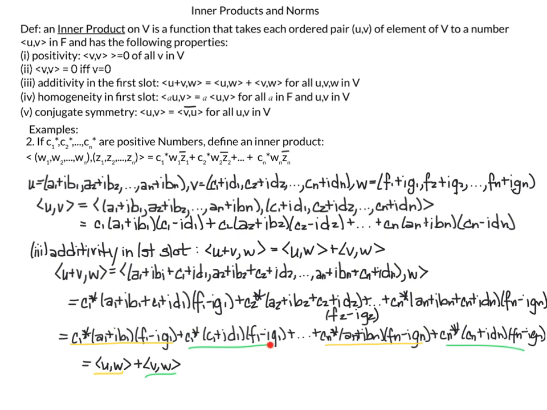I can then gather all my terms with u and w together, which I've underlined in yellow. I can gather all my terms from v and w, which I've underlined in green, together. And what you will see is the yellow terms give me the inner product of u and w, and that will conclude our demonstration of the property of additivity in the first slot. And those are the two properties, positivity and additivity in the first slot, that I will do for this example.